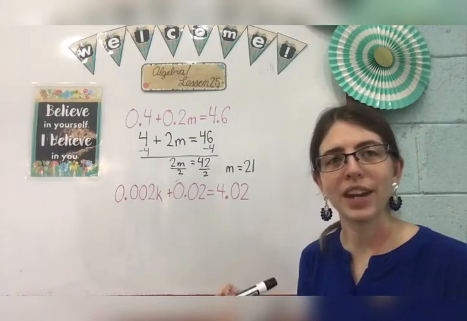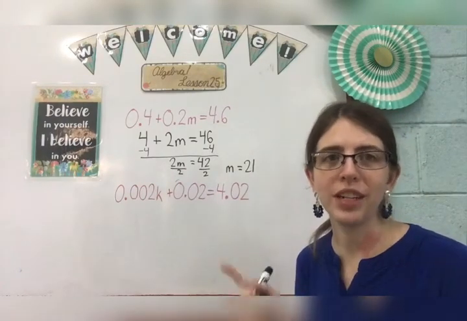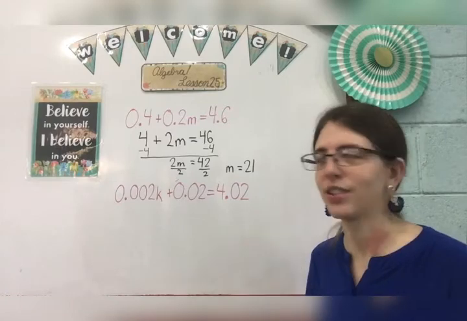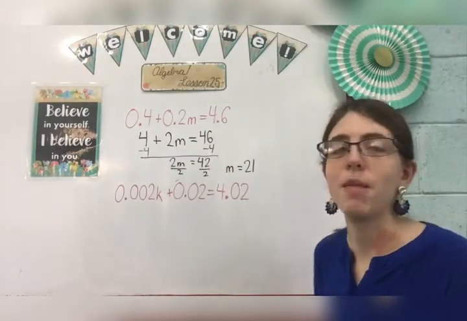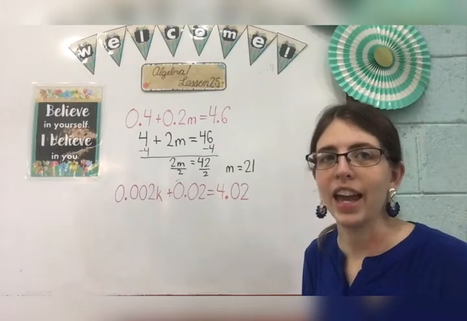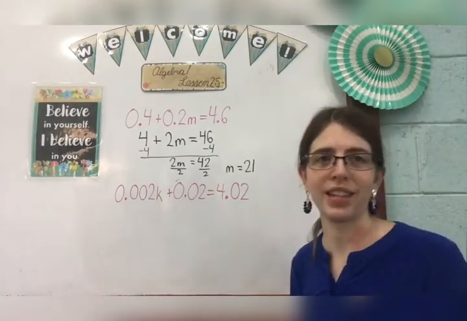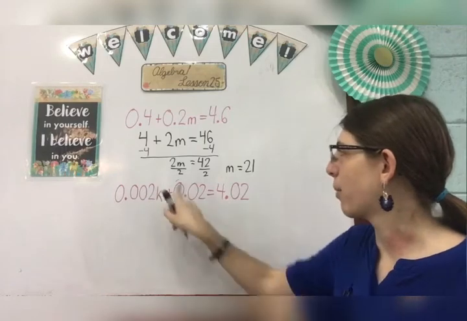And then I would check it by putting 21 back in place of m. I'm not going to do it right now for time, but in your homework, you do need to go ahead and check that your answer is correct. Also, you can put 21 back into place of m in the very first equation, and it's going to give you 4.6. Okay? Let's try another one.